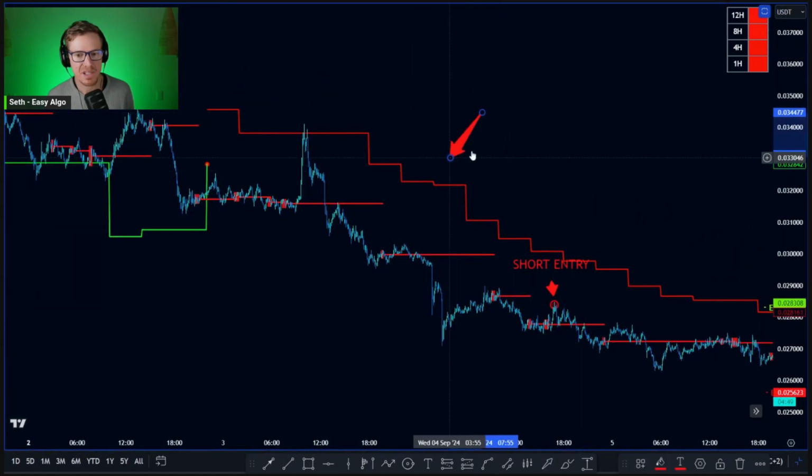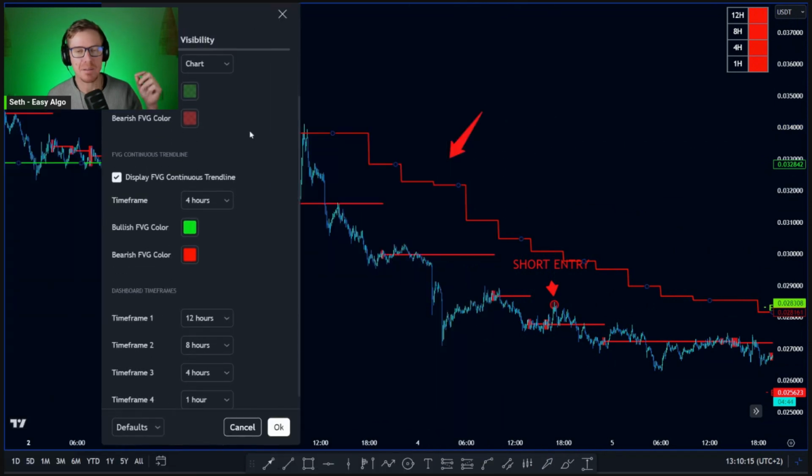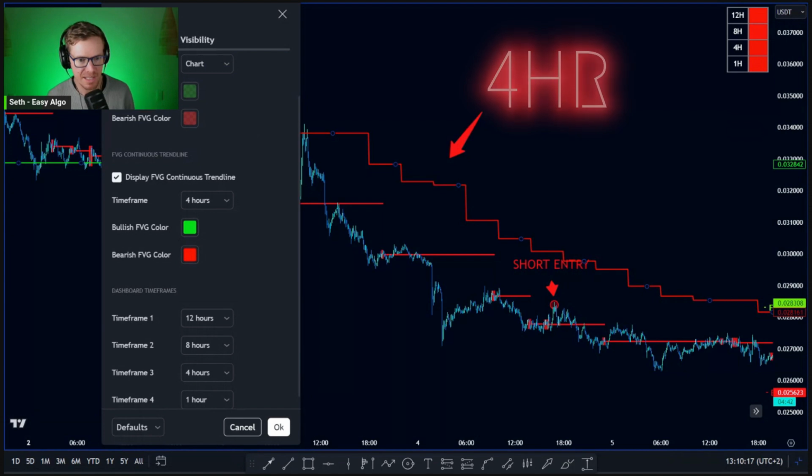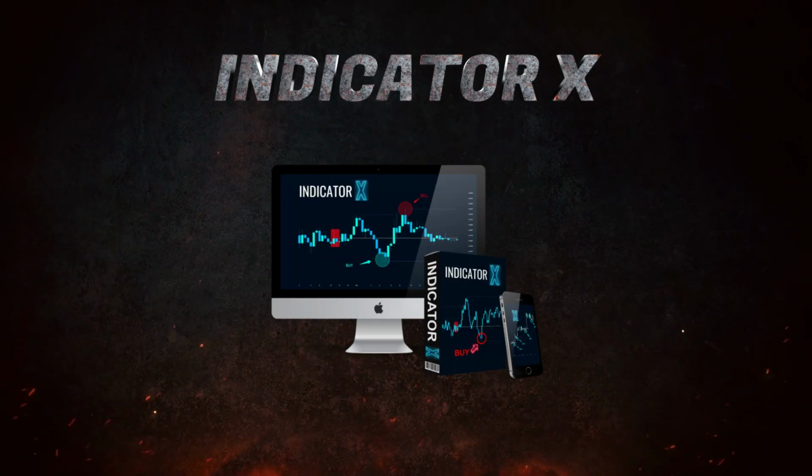What I've done in this scenario is add Imbalance X onto the charts, and it has a multi-time frame functionality. So I've set it to the 4-hour, which is helping us stay in alignment with what's happening in the momentum of the market. So this red line over here is showing us that on the 4-hour time frame, we are in a defined downtrend. And then I add Indicator X to the charts.